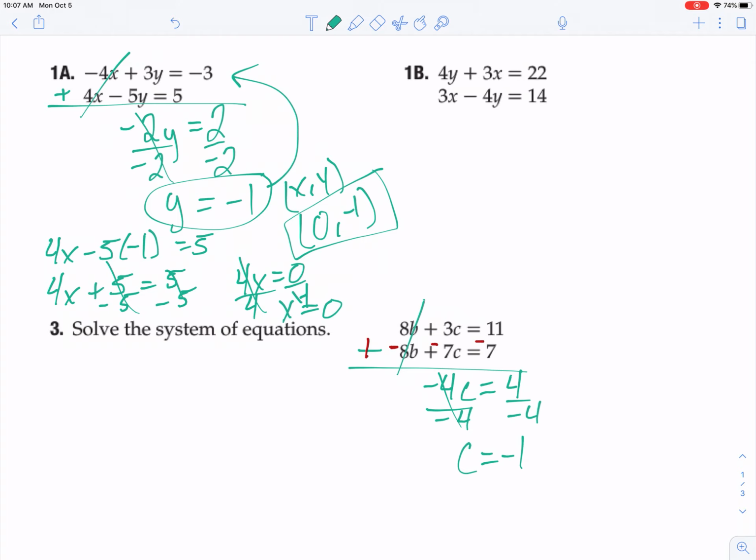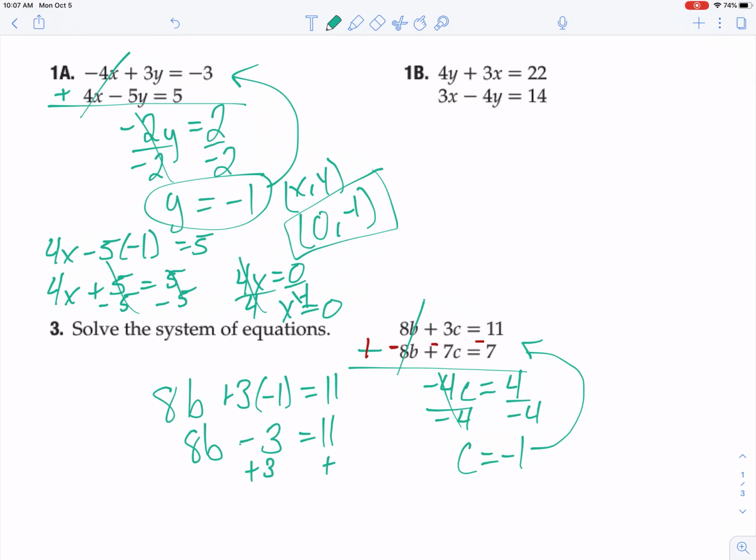See, now I have just one variable left to solve for, which is much easier. And of course, I know I need to plug it back in. Again, it doesn't matter which one. I think I'll go to the top one. 8b plus 3 times negative 1. Notice I plugged in c. 8b, that's minus 3. So now if I add 3 to both sides, now I can divide. And it looks like I have a fraction that simplifies to be 7/4.